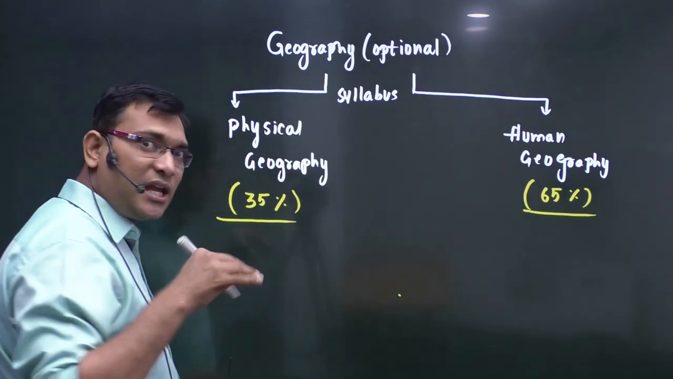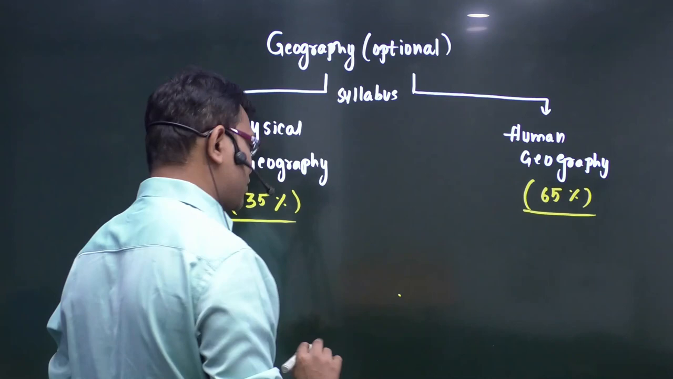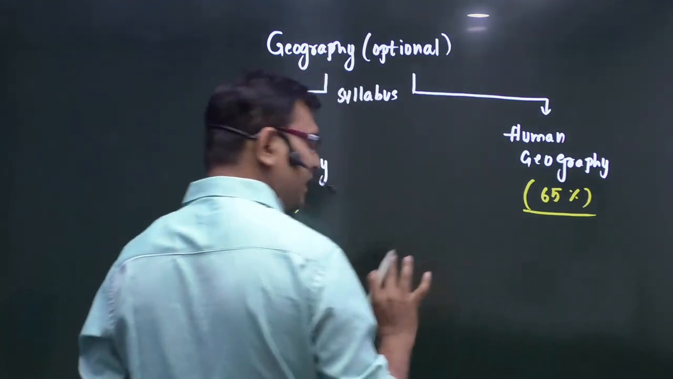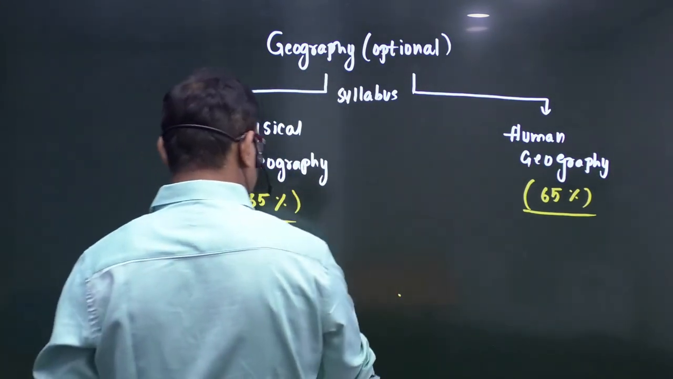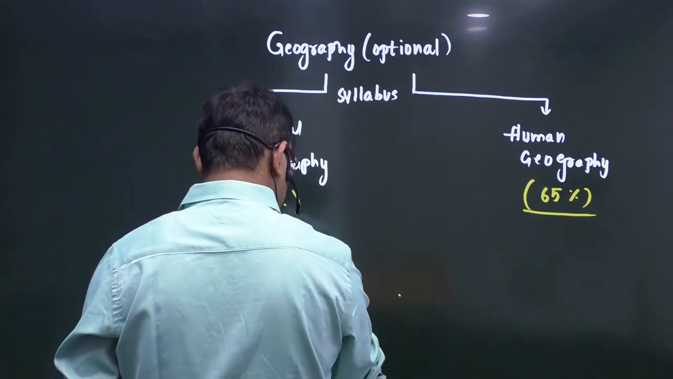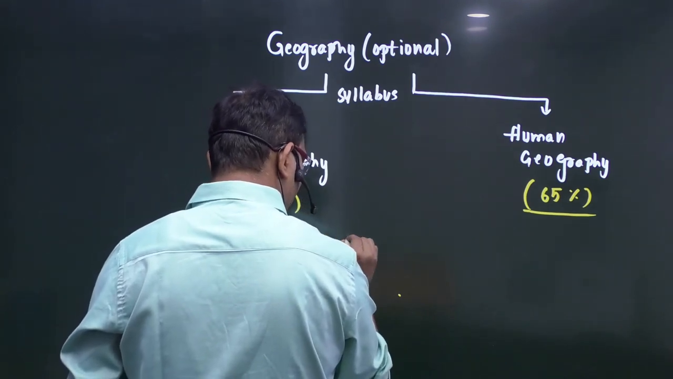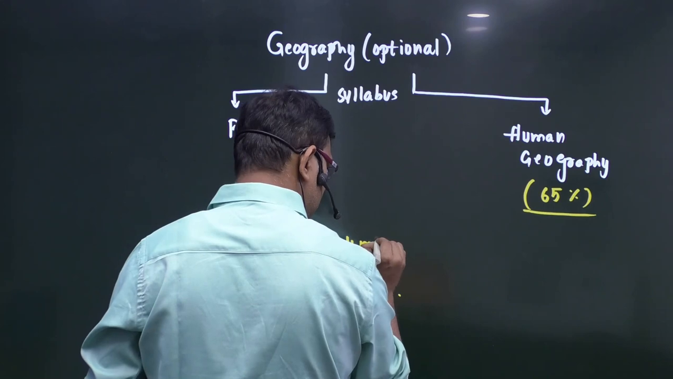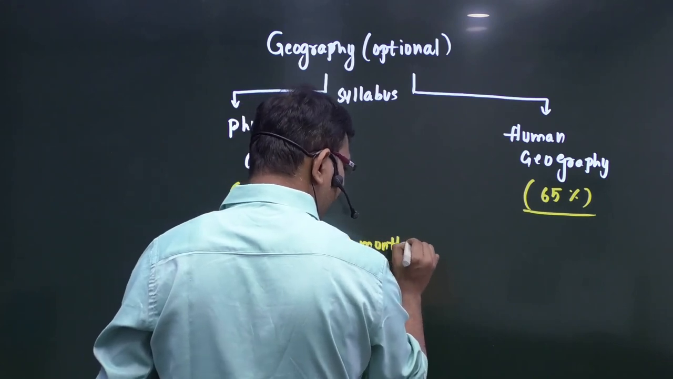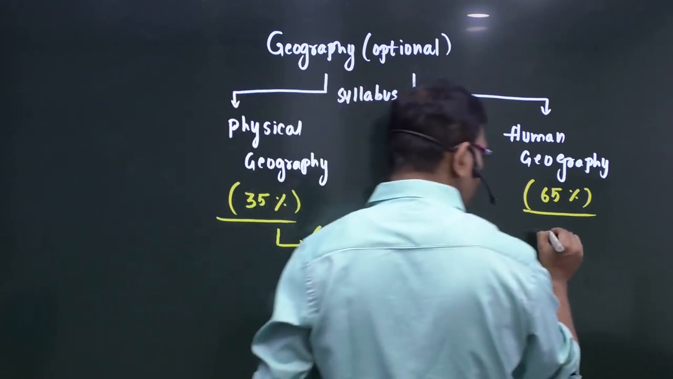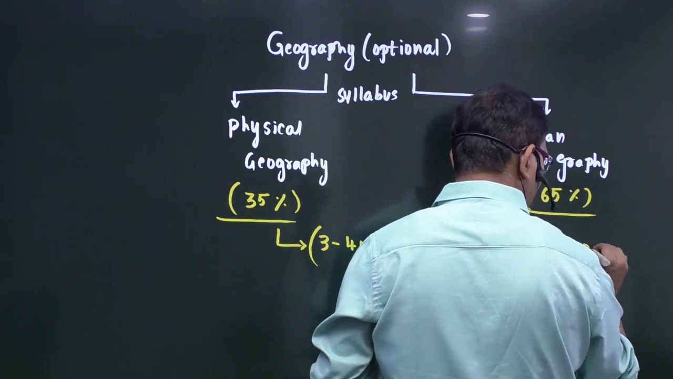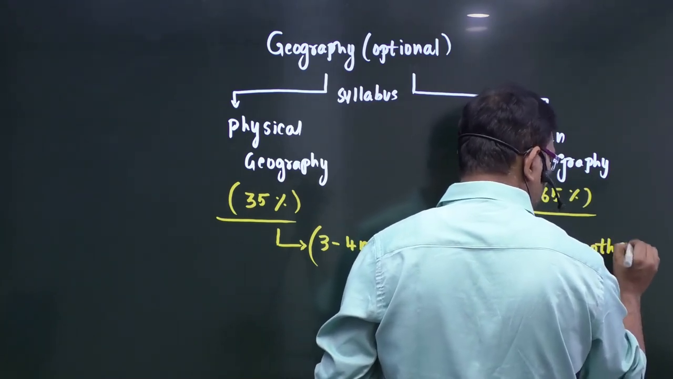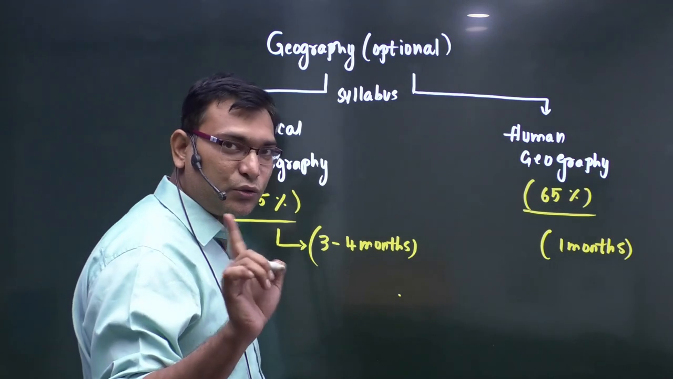In many of the institutes throughout pan India, they teach only physical geography for 3 to 4 months, and they finish world human geography in 1 month. Over, your course is finished, you can go now. But we are not going to do this.